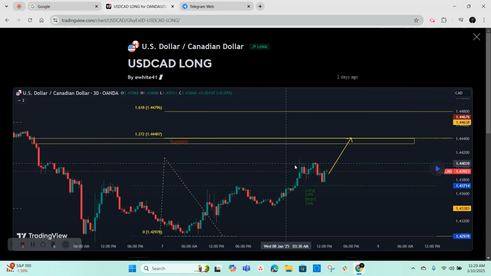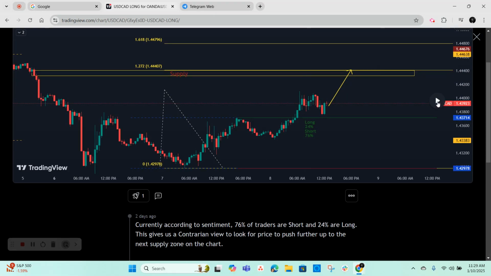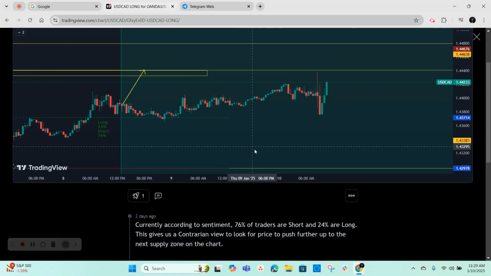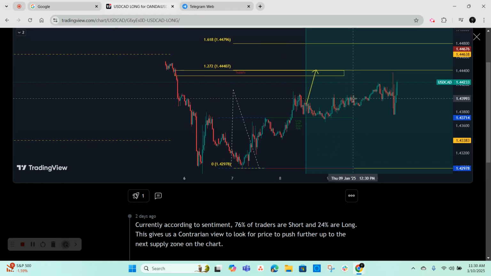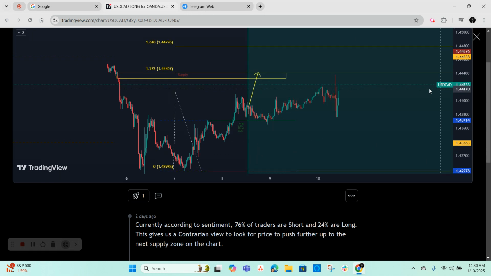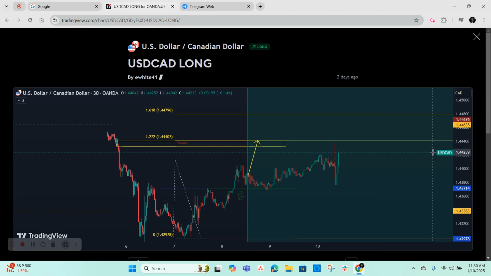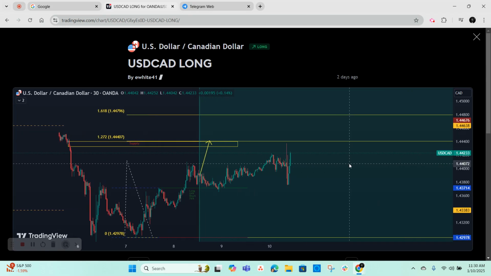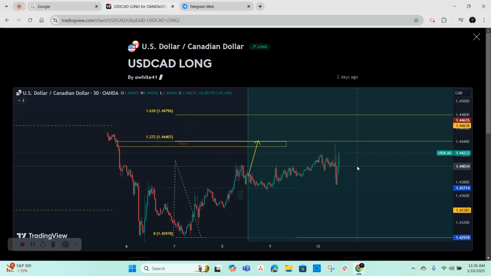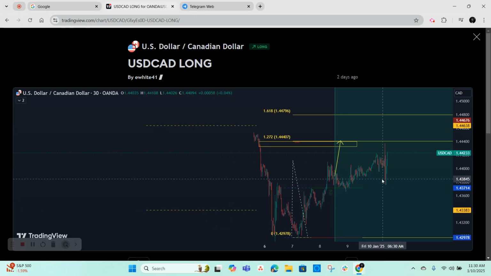All right, so boom. Targets hit. Of course we move sideways, but if you stretch this all the way across, you clearly see that the target right here was hit in this particular supply zone. So we did play out on this particular trade. So we're good to go.